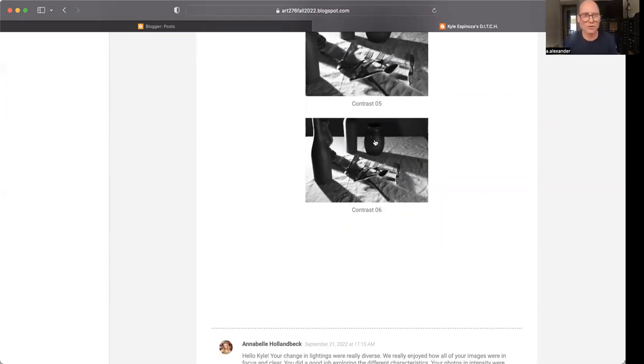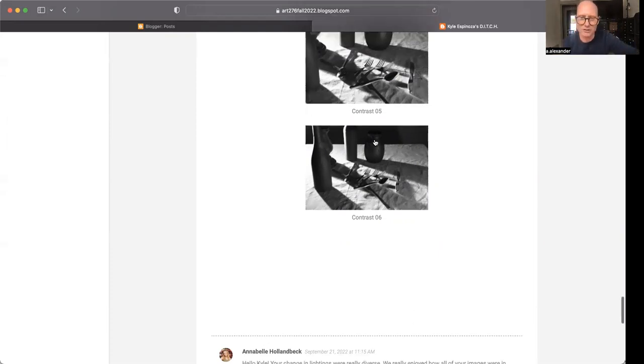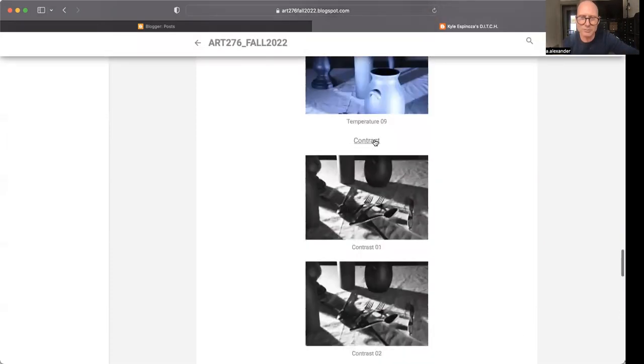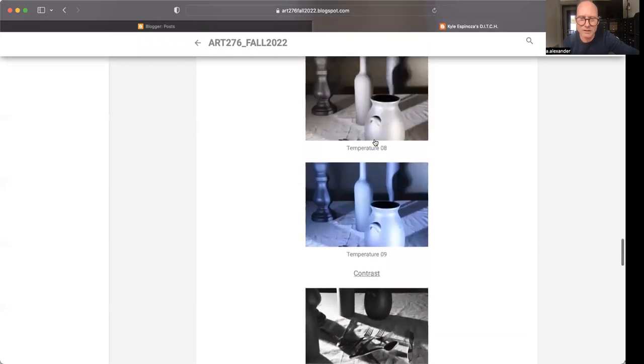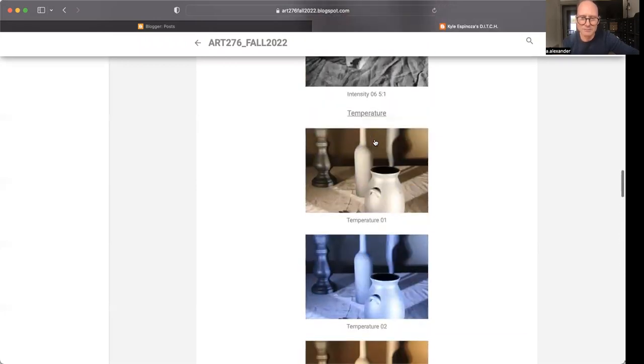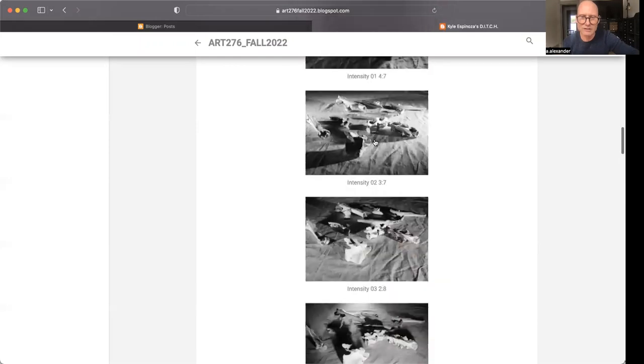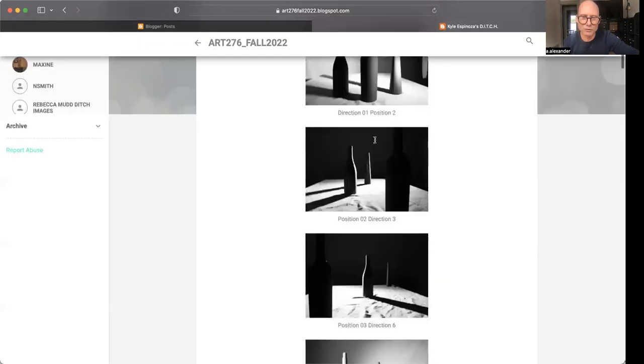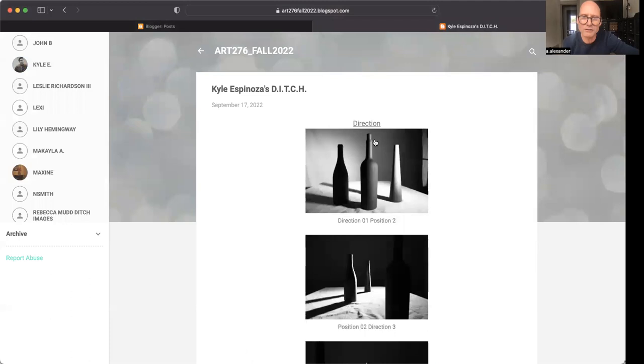Sometimes we misinterpret or we don't quite get the idea, or maybe there's just a technical thing that gets in people's ways. But looks like we have contrast, temperature, intensity, and direction. So we're missing the hardness portion. You probably know that. So you'll certainly want to revise and get that up there on the resubmission for you.